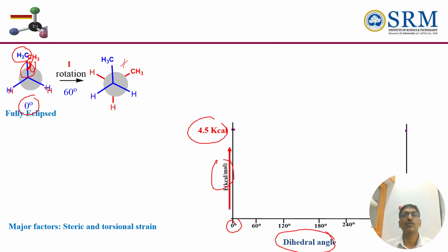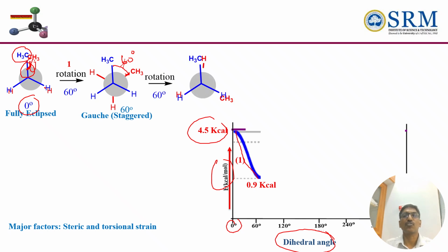Next, when you rotate this conformer by 60 degrees, at dihedral angle 60, it forms the gauche, one of the staggered conformers, where you can see the energy dropping to 0.9 kilocalorie from 4.5 kilocalorie. This energy minimum results from less steric strain as well as less torsional strain.